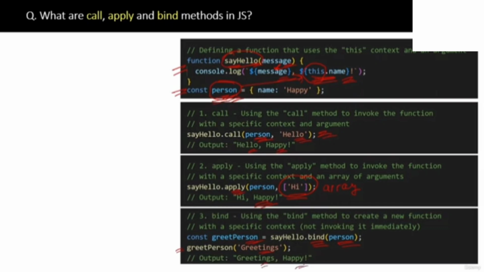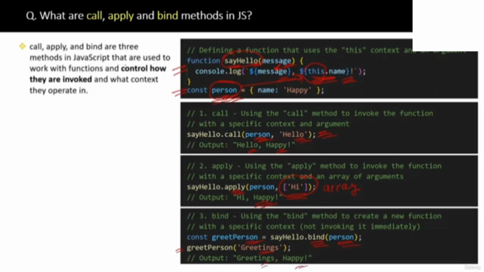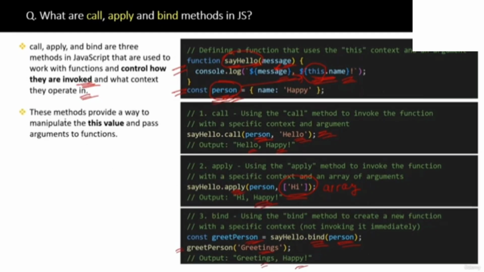Finally, the conclusion is call, apply, and bind are three methods in JavaScript that are used to work with functions and control how they are invoked and what context they operate in. Maybe this definition is slightly difficult to remember, so we have a simpler definition also: these methods provide a way to manipulate this value. Okay, so this is the context, right? So manipulating this is the job of these three methods, and they pass the arguments to the functions. Now, as you can see, in all three function calls we are using the this keyword inside the say hello method to resolve the context, right?